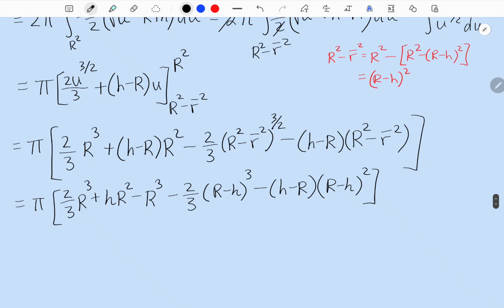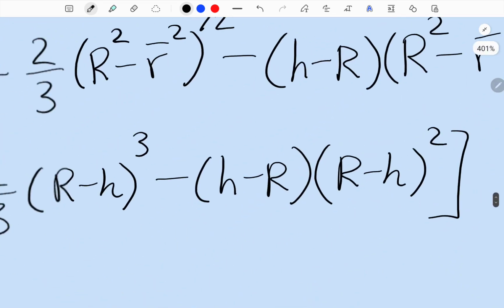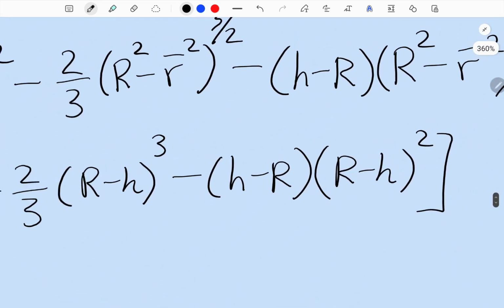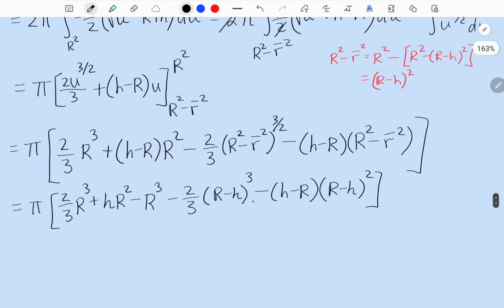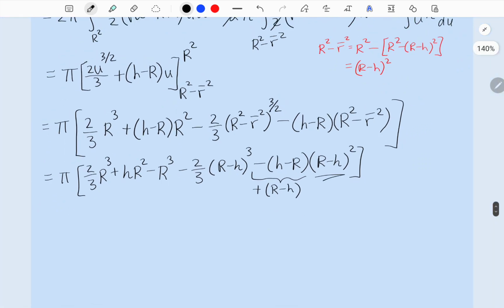All right, so right over here, actually, you can factor out a negative from here. Then you get r minus h, right? But then this will be positive, okay? So then I'm just going to do that. So this right over here is actually positive. Factor out the negative becomes r minus h. And the reason why I did that is so that it can combine with this r minus h. So in the end, I get pi.